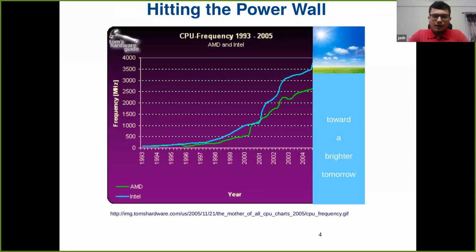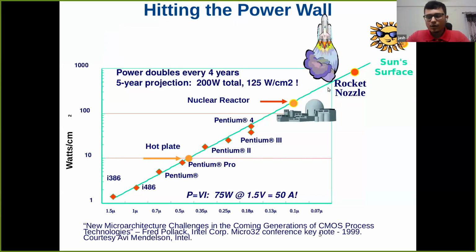But after the early 2000s, the clock frequency, which had been increasing quite comfortably, started tapering. This is not the complete graph, but till here it was increasing, and after this it hit a plateau because of a problem known as the power wall problem.